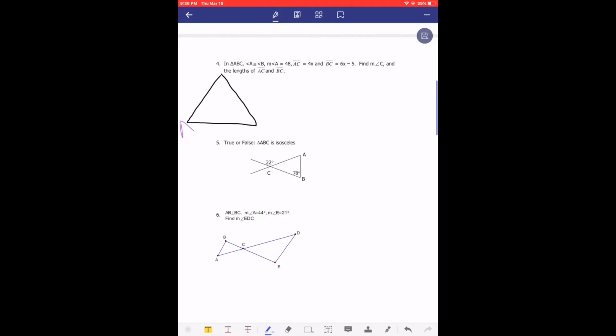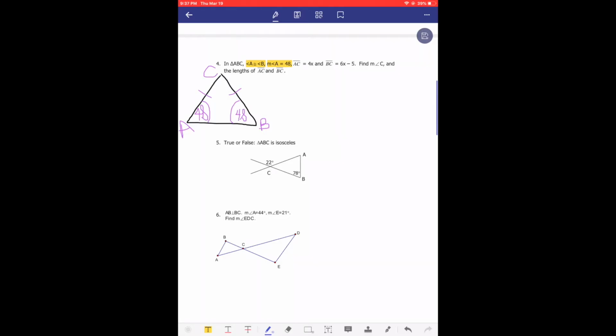I'm going to start by labeling my triangle A, B, C. It tells me that angle A is congruent to angle B, and the measure of angle A equals 48. So A, I'm going to label that as 48 degrees. And I know if A is 48 and A is congruent to B, then B is also 48. I also know that congruent angles means that the sides across from them are congruent. So that's why I'm drawing those dashes.